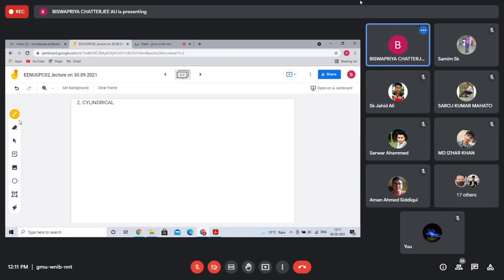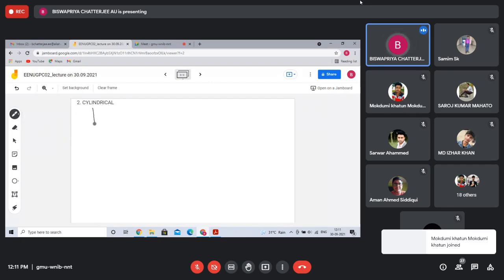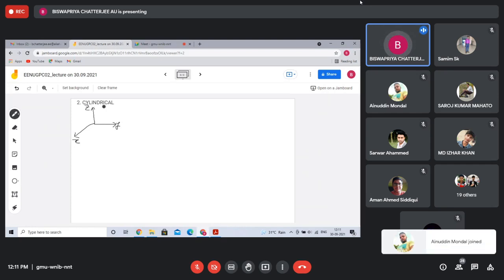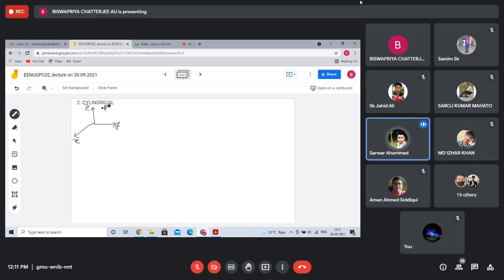Now you know for the cylindrical system, if this is the system, this is the y-axis, this is the x-axis, this is the z-axis. Any point is defined by r, phi, z. So this is the definition.